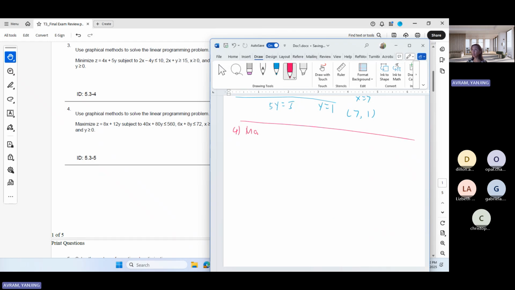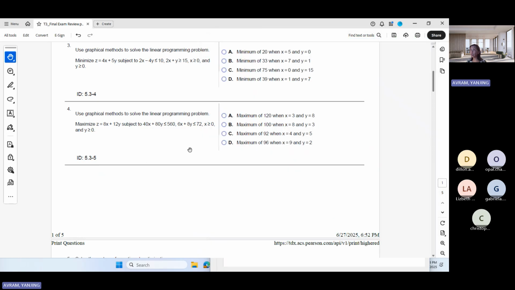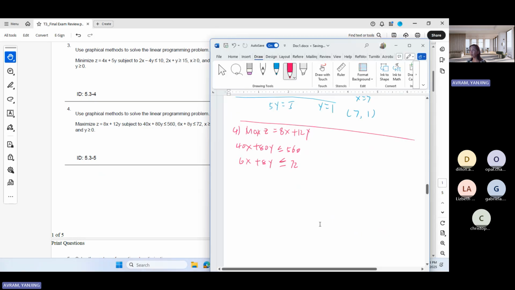We want to maximize z equals ax plus 12y, right? And then we have 40x plus 80y needs to be less than or equal to 560. We have 6x plus 8y needs to be less than or equal to 72. I think both x and y need to be greater than or equal to 0.